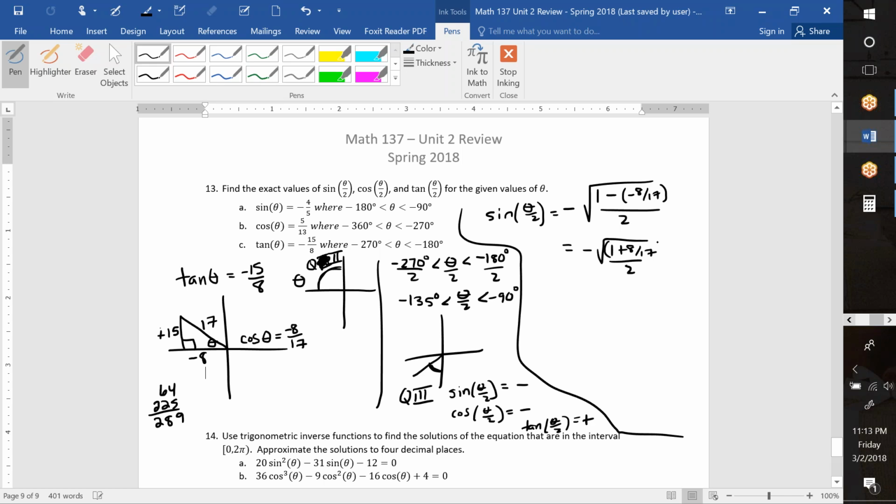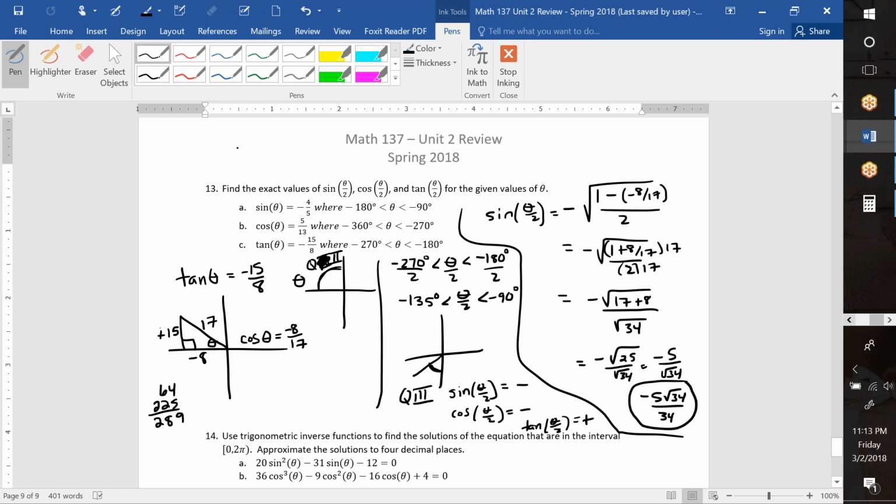We're going to multiply everything on top and bottom by 17. So this is negative square root of 17 plus 8 over the square root of 2 times 17, which is 34. And that would be negative square root of 25 over square root of 34. So that's negative 5 over the square root of 34, or negative 5 square root of 34 over 34. So there is sine right there.